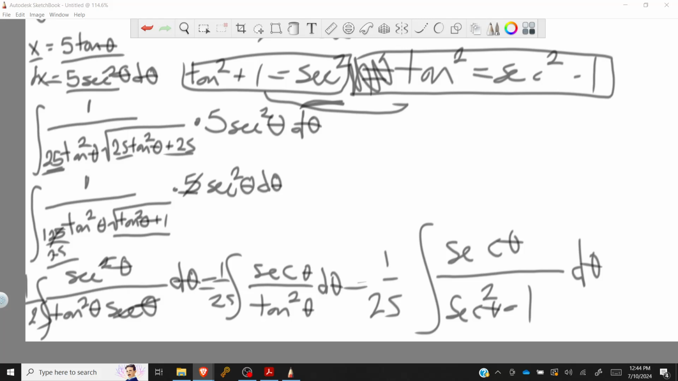If you cancel the secant theta on top and bottom, wouldn't it give you the inverse? Yeah, so if we have a fraction like this, it is not going to be equal to 1 over x plus 1. You're unable to cancel this because this is like a combined term. It's its own thing.